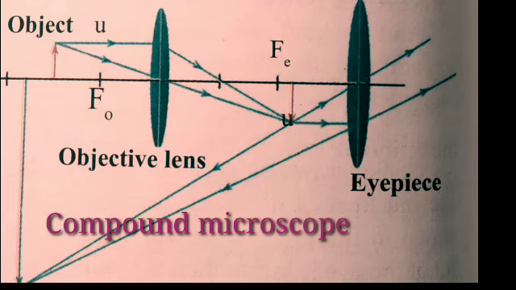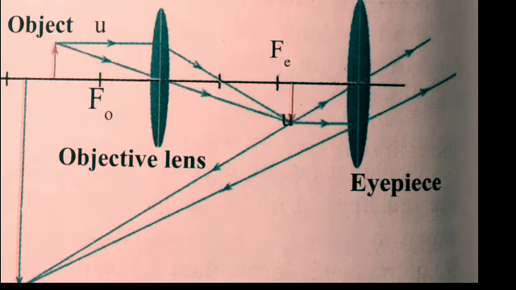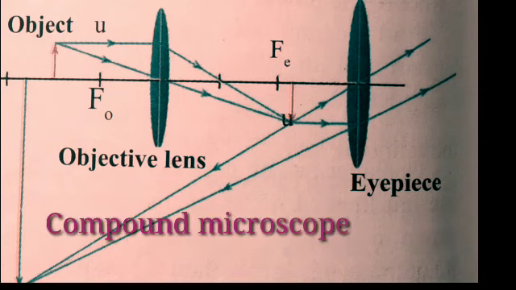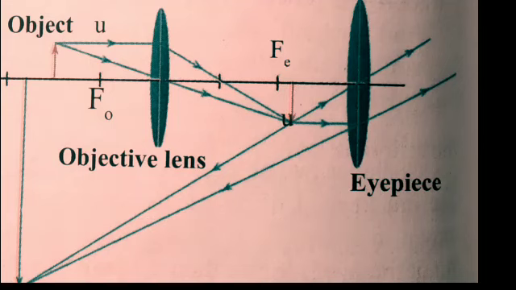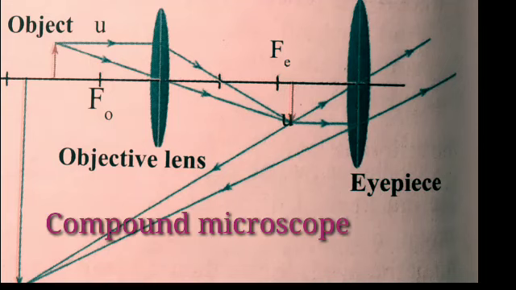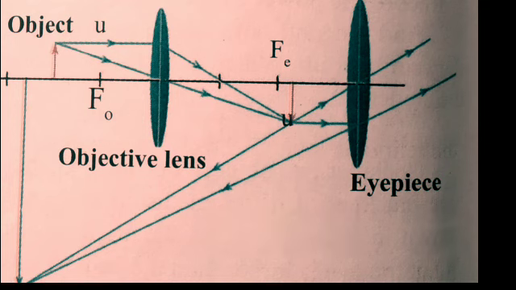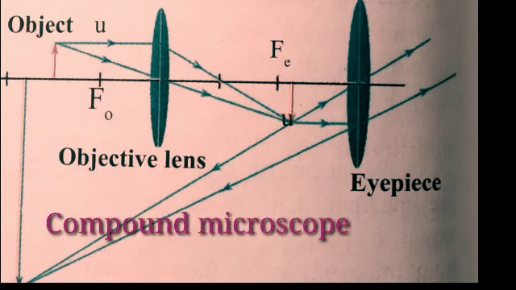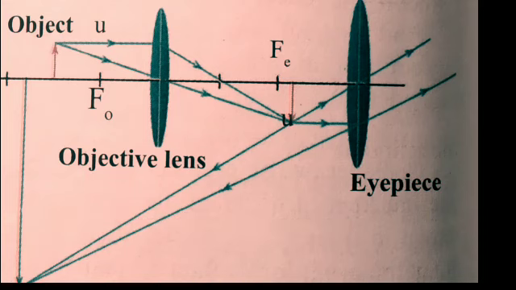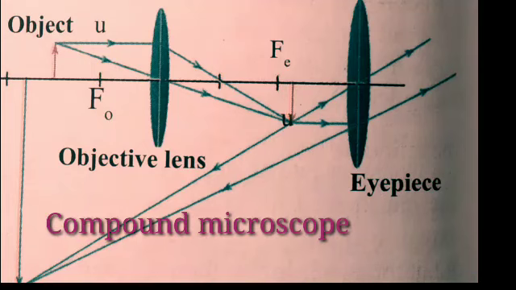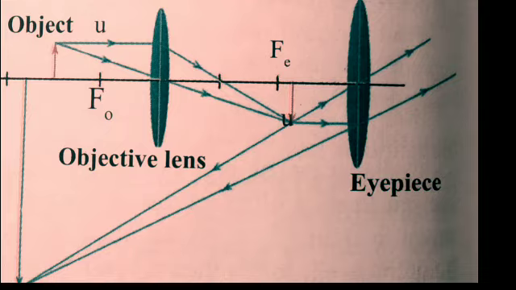As shown in the figure, the magnification occurs in two stages. The image formed by the first lens acts as the object for the second lens. The axes of both lenses are along the same line. The lenses are fitted inside a metallic tube in such a way that the distance between them can be changed.